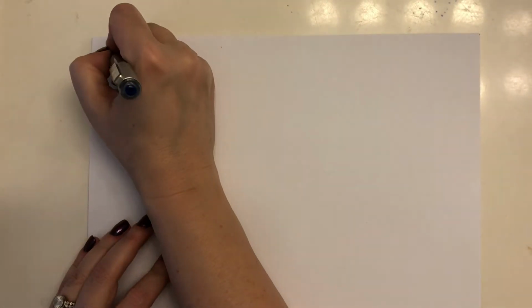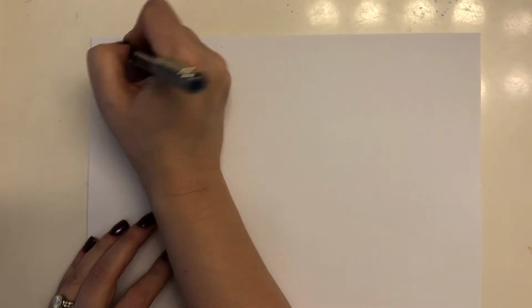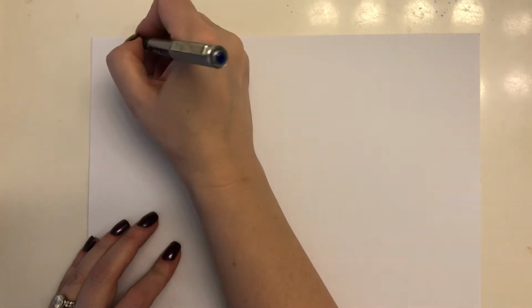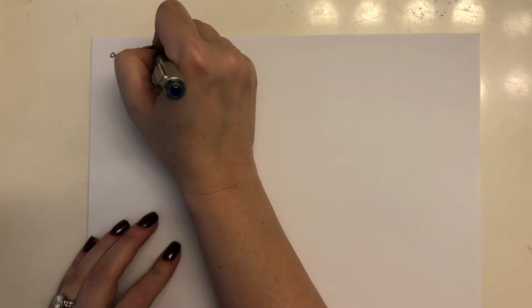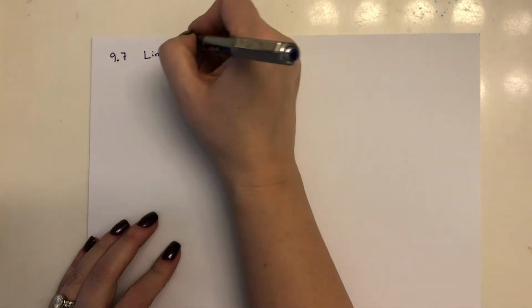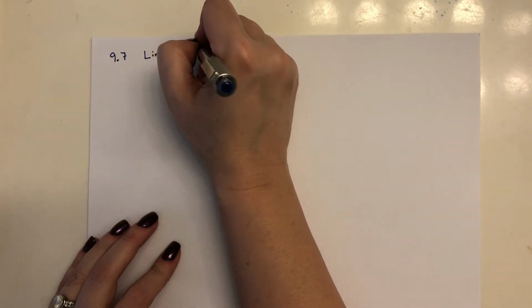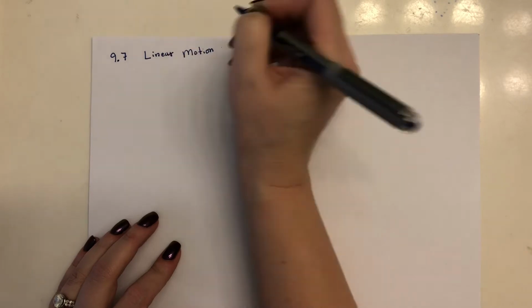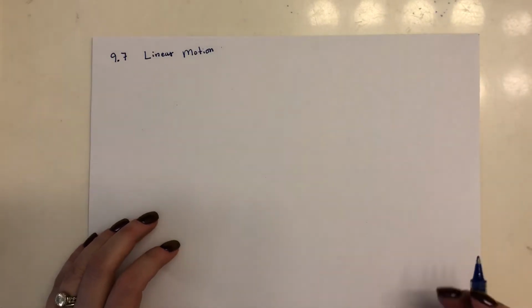We are going to be starting in your book in section 9.7. This is called your linear motion section, and we're going to be doing part of it today. So let's take a look at some linear motion ideas.